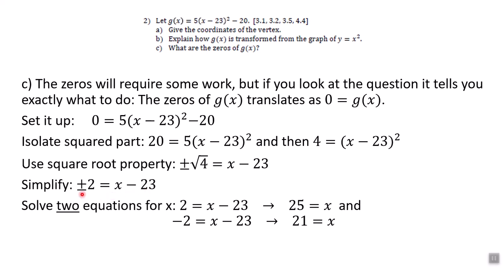We have plus or minus, that's two equations. So I'm going to solve with positive 2. If 2 equals x minus 23, we can add 23 to both sides to get x equals 25. And if minus 2 equals x minus 23, we could add 23 to both sides to get x equals 21. We found the zeros. The zeros occur at x equals 21 and x equals 25. If we wanted to put these in point form, remember we started with y as zero. So that would be 25, 0 and 21, 0 written as points.